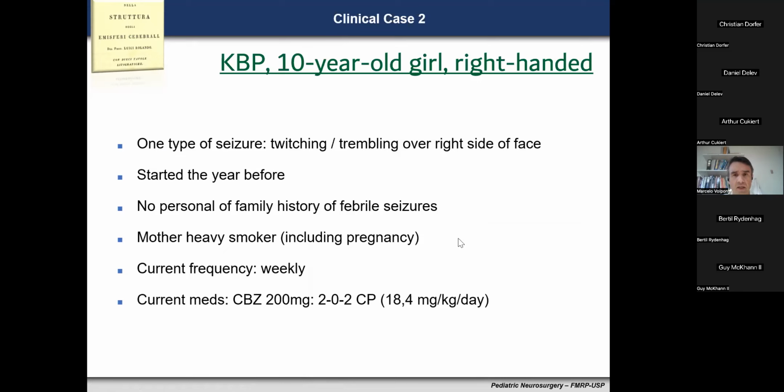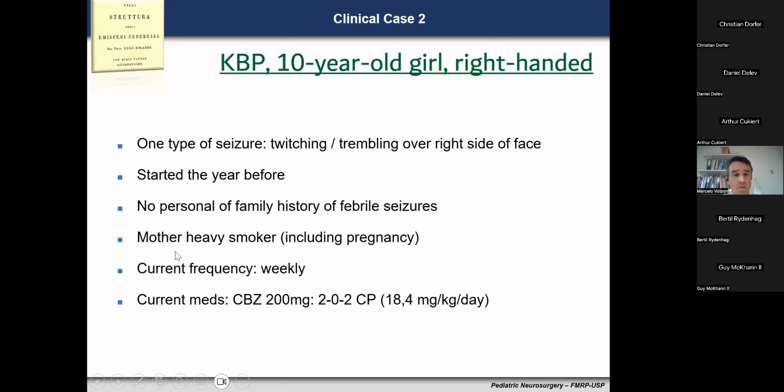So just to complement, another case of a 10-year-old girl, who's right-handed. This one is quite straightforward. She only had one type of seizure, which involved twitching or trembling over the right side of her face, as you see in the video, which had started just a year before. She didn't have any personal or family history of seizures.